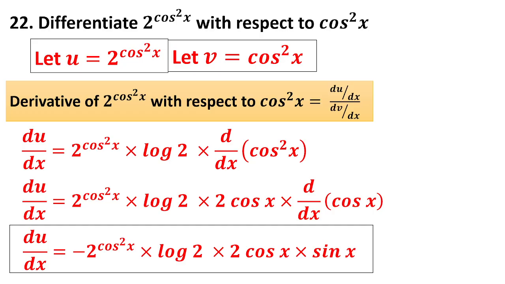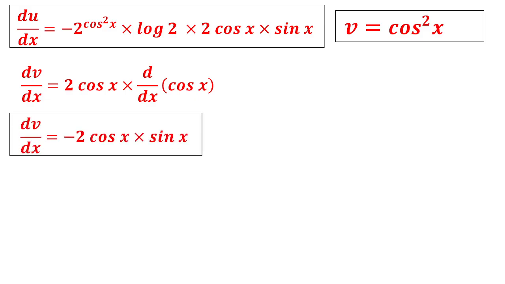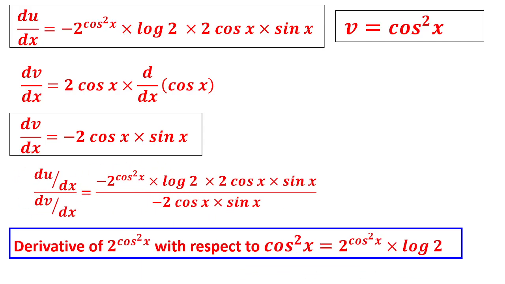At this stage, even if you are not finding d by dx of cos square x, leave it as it is. Divided by the differentiation of cos square x, which is the derivative of the second function, it will get cancelled. But anyway, I am doing it in a procedural way because we don't know what the second function will be in the examination. So du by dx is 2 power cos square x into log 2 into 2 times cos x into sin x, with a minus sign. Let us find the differentiation of cos square x: 2 cos x into differentiation of cos x, which is minus 2 cos x sin x. Now you divide them. You know which will get cancelled. The final answer is 2 power cos square x into log 2.